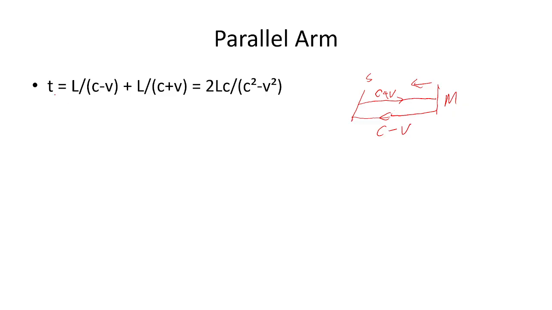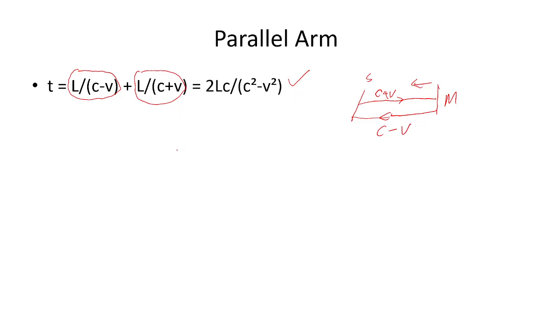Okay, so this is the time taken when it is moving from the mirror toward the splitter, and this is the time taken by the light ray when it is moving toward the mirror. If it is moving toward the mirror, this is the time taken by the light, and this is coming back from the mirror to the splitter. When we add them, we get this value.